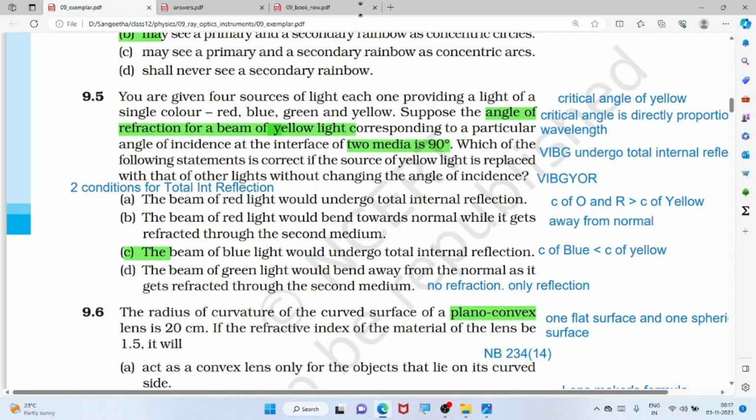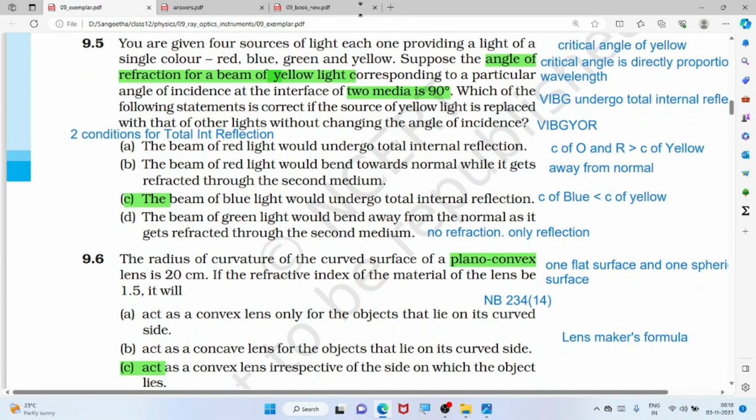So the critical angle of these four colors will be less than the critical angle of this color, because the critical angle is directly proportional to the wavelength. These wavelengths are less than the yellow. So using that concept we should approach this problem. So VIBG, violet, indigo, blue and green, they will undergo total internal reflection because their critical angle is less than the yellow's critical angle. The orange and red, the rest will undergo refraction.